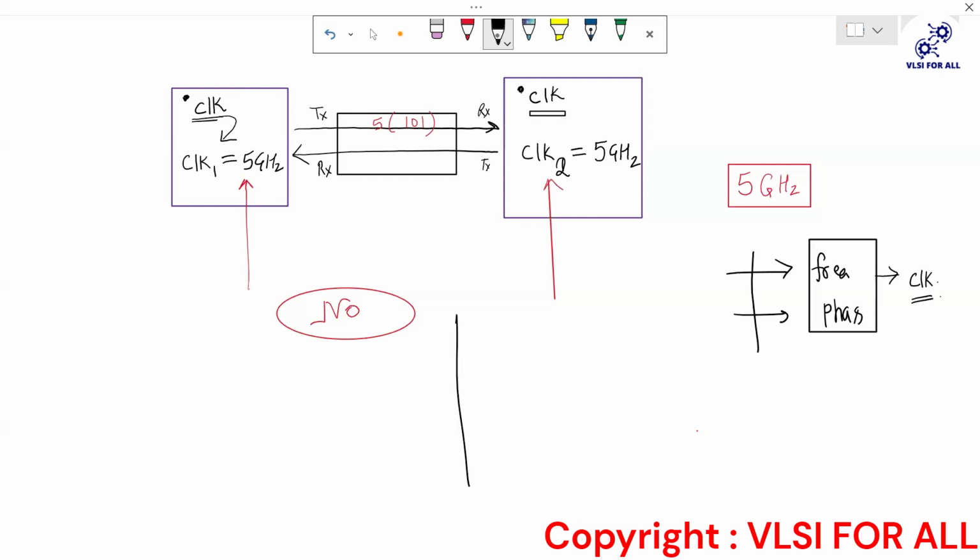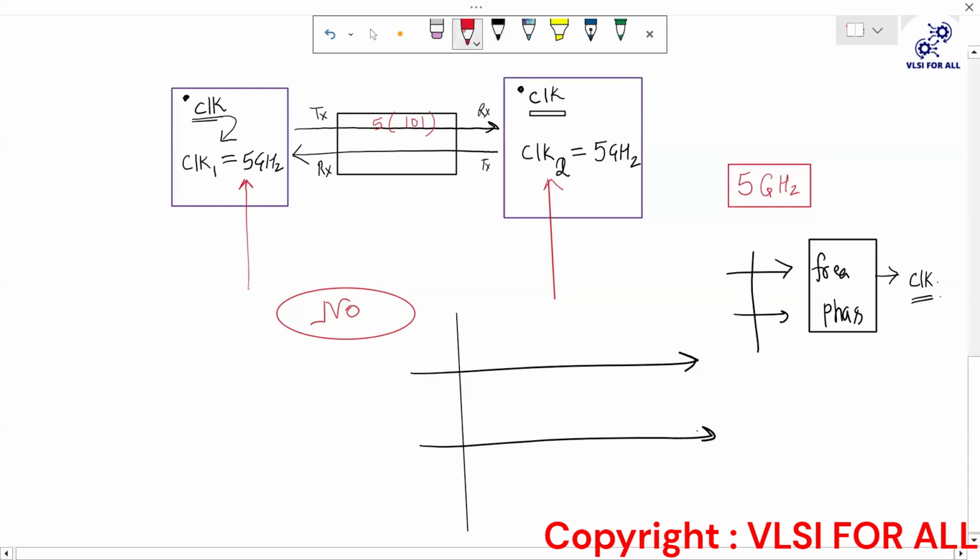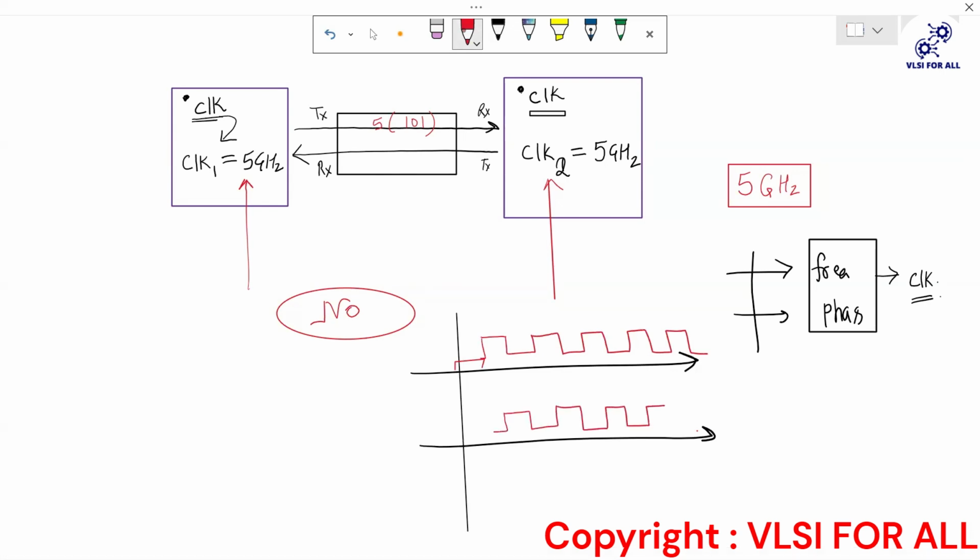Okay, so I am giving you two clocks. Let's say one is this clock, and another one is this clock. Both have the same frequency, but are they the same? The answer is no, because they have a phase difference. Can you see? Their edges are not matching. So are they the same clock, or is only the frequency the same? Only the frequency is the same.